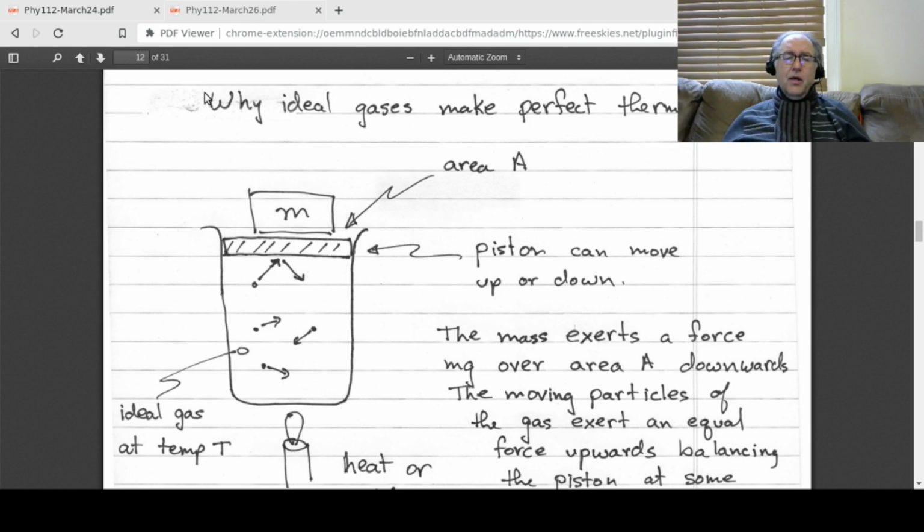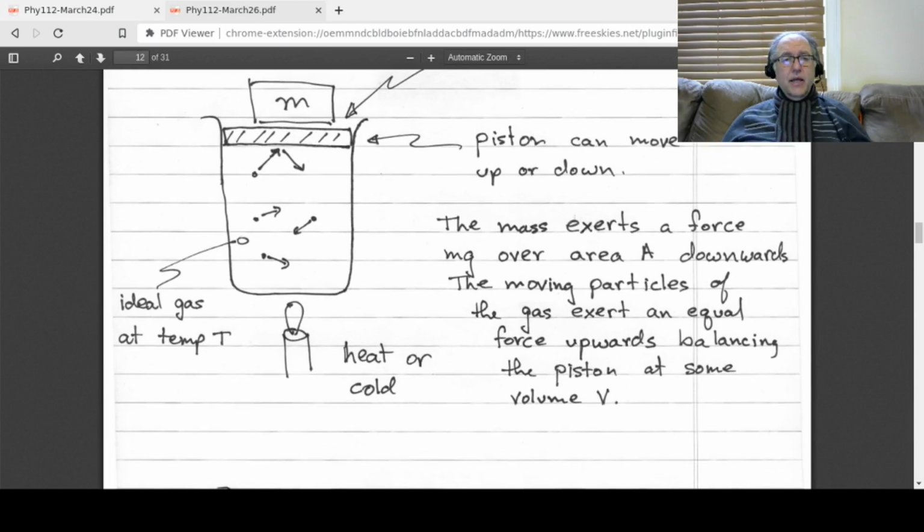I'm never going to take that M off of the piston. What I'm going to do instead is either heat the gas or cool it. That picture there is a sorry excuse for a Bunsen burner with a flame. So you can imagine me adding heat to the gas, or you can imagine me putting this in contact with something cold and taking heat out of the gas. When you remove energy or add energy, the energy goes somewhere. It goes into the kinetic energy of the particles.